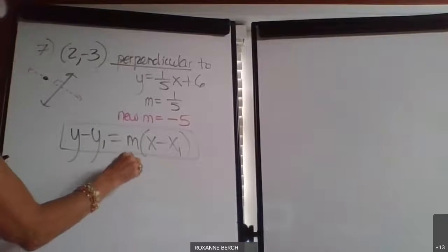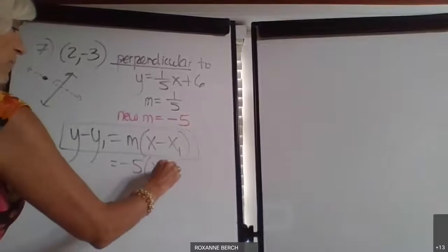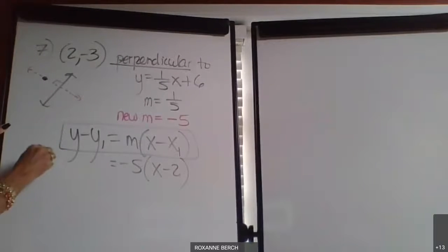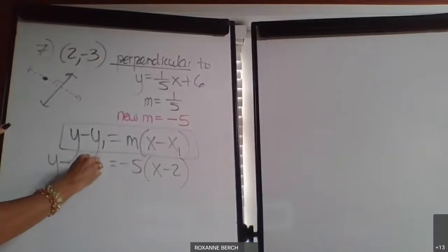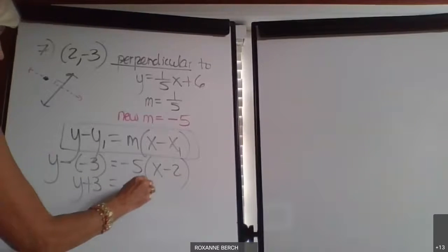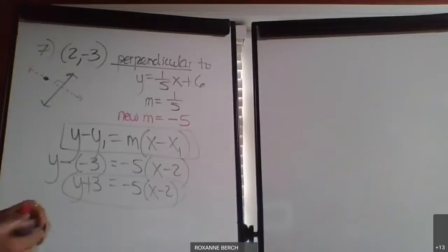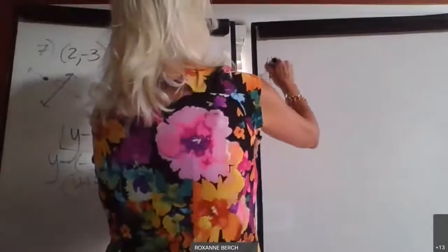So the new slope is -5, and we just put the point in. This would be x minus 2, and over here, this would be y minus a -3. So your point slope form would be y plus 3 equals -5 times x minus 2. And that is correct. I'm looking at it. Okay, then they want it in slope-intercept form.